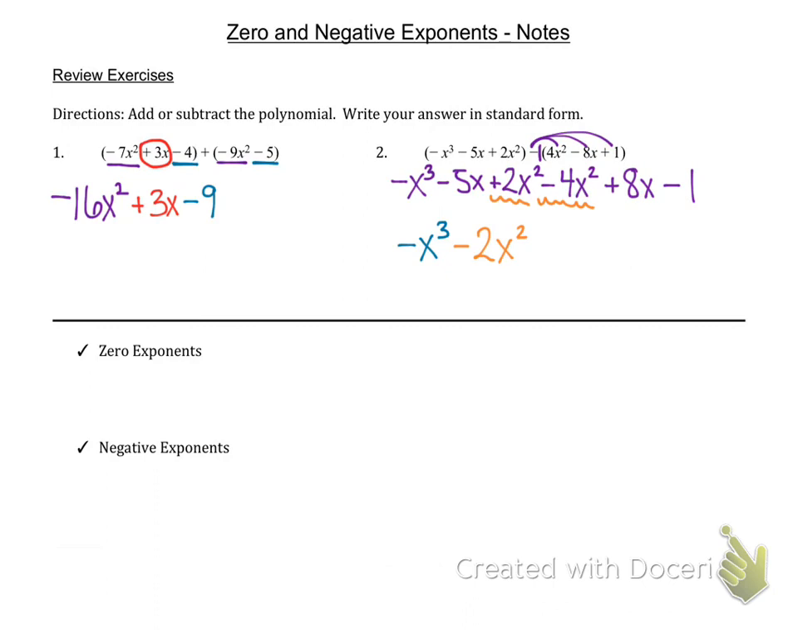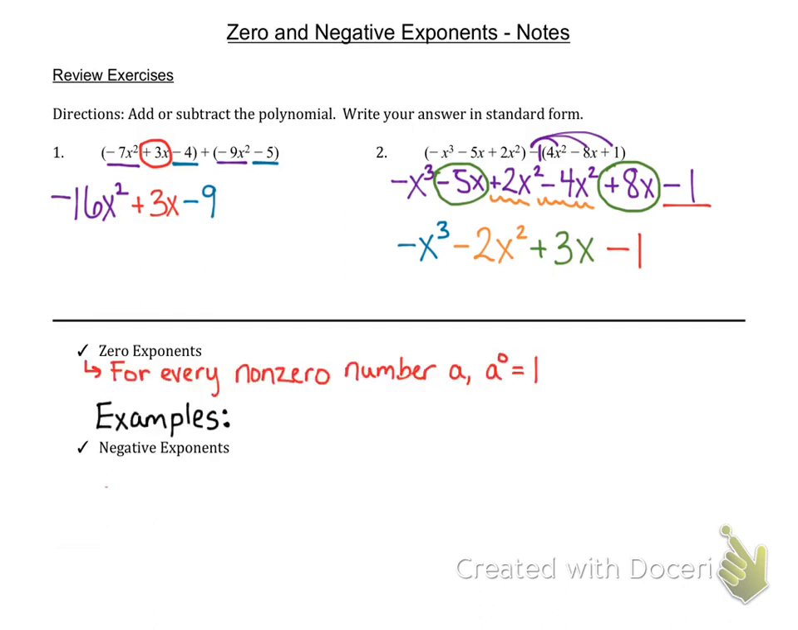My next highest degree is my x term. So I have a negative 5x and a positive 8x, which becomes a positive 3x. And then my last term is just the negative 1, so I'm going to write minus 1. So my final answer is negative x cubed minus 2x squared plus 3x minus 1.